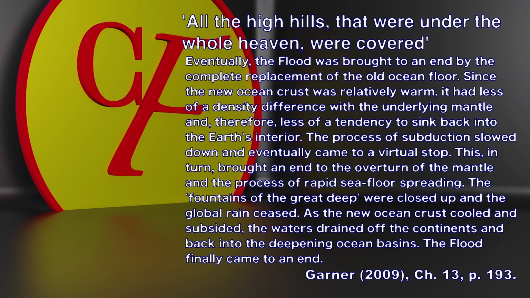The process of subduction slowed down and eventually came to a virtual stop, thus in turn bringing an end to the overturn of the mantle and the process of rapid seafloor spreading. The fountains of the Great Deep were closed up and the global rain ceased. As the new ocean crust cooled and subsided, the waters drained off the continents and back into the deepening ocean basins. The flood finally came to an end.